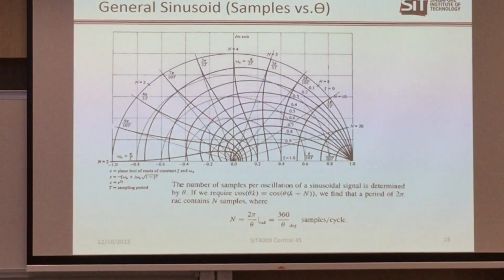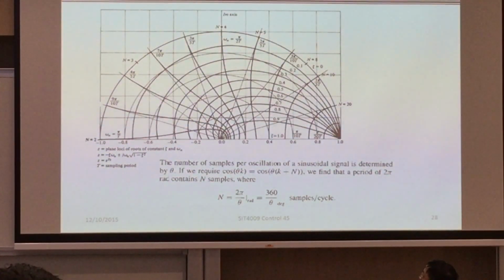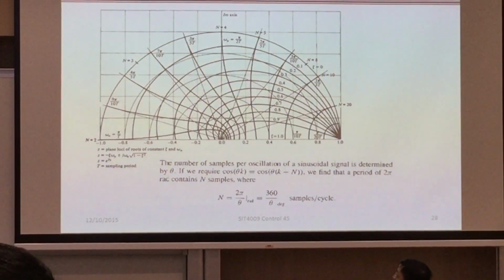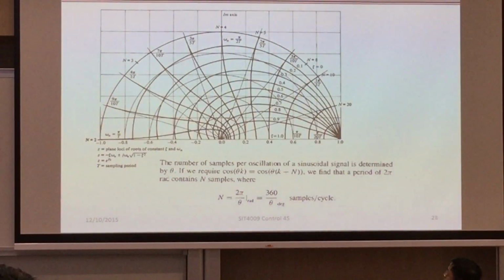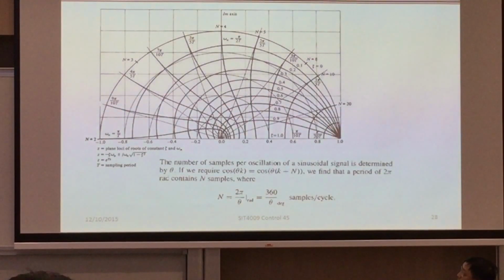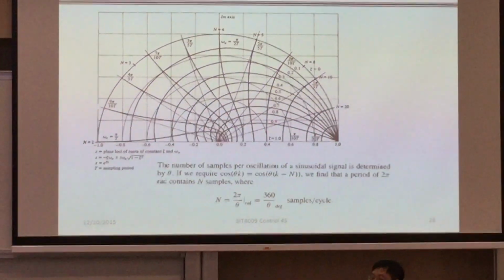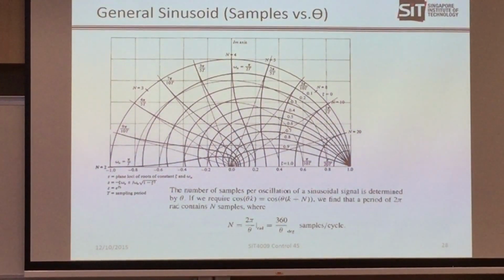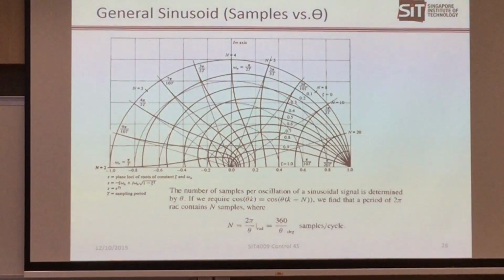In summary, the number of samples for one oscillation of a sinusoidal signal is determined by theta. If you set cosine theta k equal to cosine theta (k plus N), you can find the period in samples. Okay, this is if we take the unit of the angle in radians; if in degrees, then we convert accordingly.